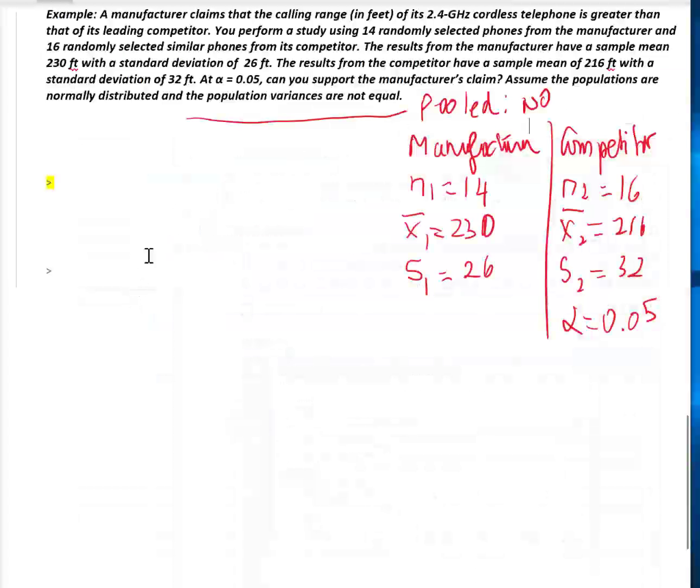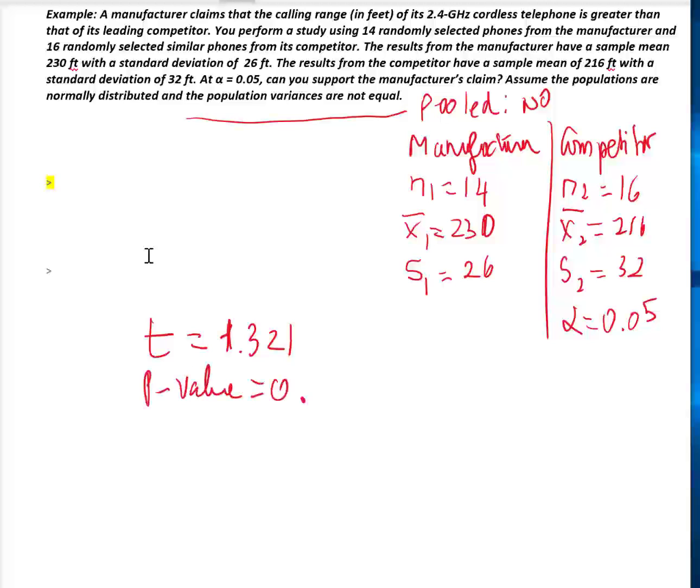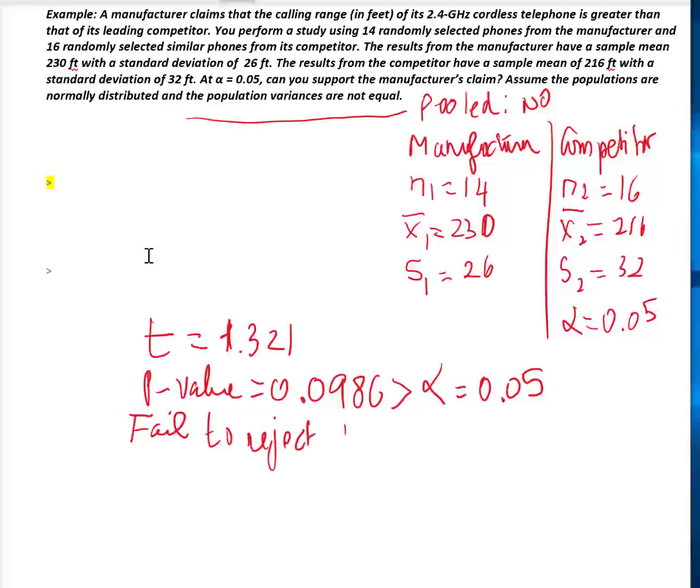So you come here, T is 1.321, right, if I'm not mistaken, and p-value was 0.0986. What's alpha here? 5%. That's bigger than alpha. So this is the first time we failed to reject H0. Failed to reject H0. Oh no, probably we did fail to reject it in another instance.